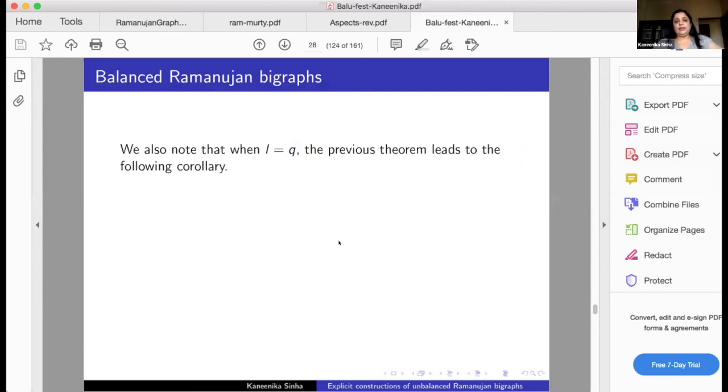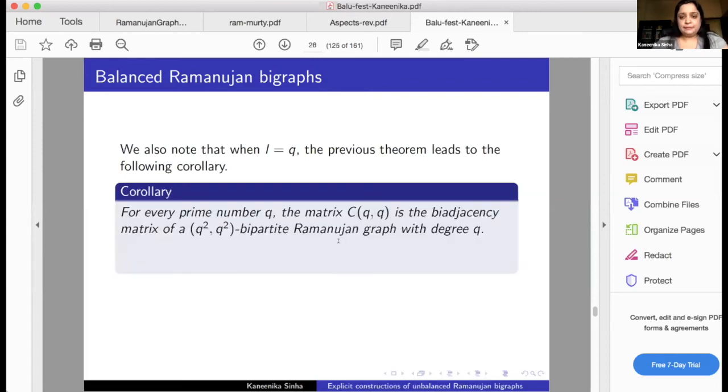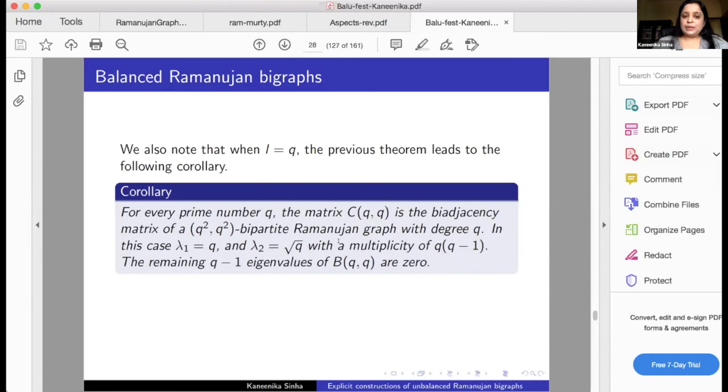And as I mentioned before, when we take L to be equal to Q, the previous theorem leads to the following corollary. We end up getting the biadjacency matrix of a Q squared by Q squared bipartite balanced Ramanujan graph with degree Q. In this case, your eigenvalues turn out to be Q and square root of Q with a multiplicity of Q times Q minus 1, and the remaining Q minus 1 eigenvalues are 0.